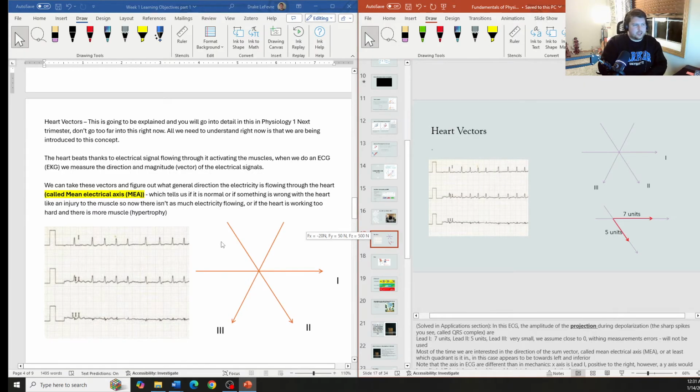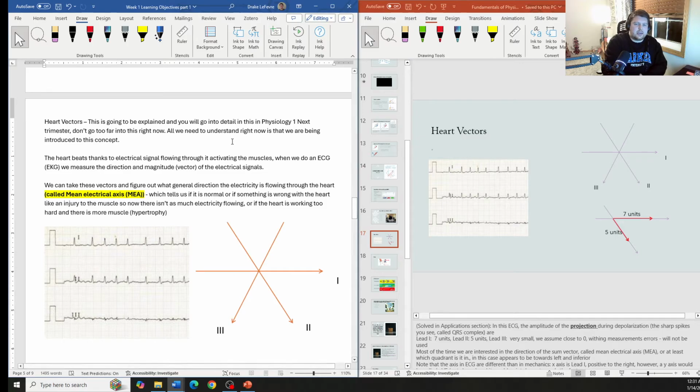I know why they included this slide in here. Heart vectors, they're in Physiology 1, in Tri 2, you will talk about the heart, you'll talk about EKGs or ECGs, means the same thing, just depends on which person you're talking to, which term they prefer to use, and something that's called the mean electrical axis. I'm not going to go too deep into this because this is going to be Physiology 1, but the introduction to this concept is super important.